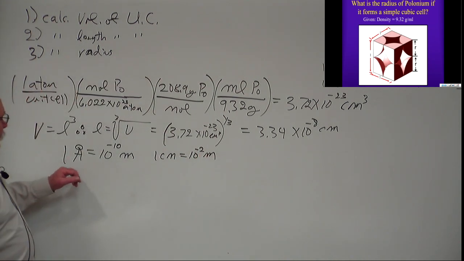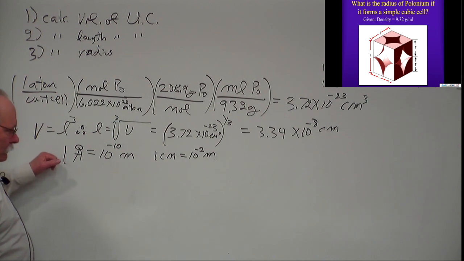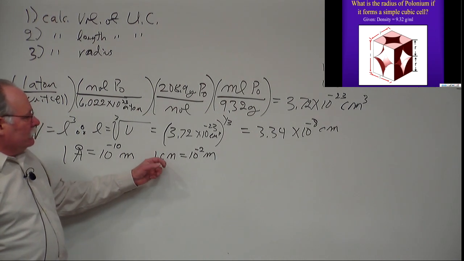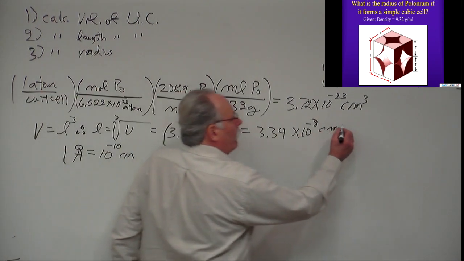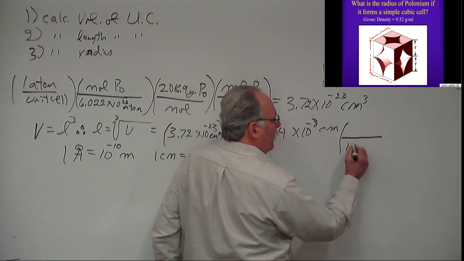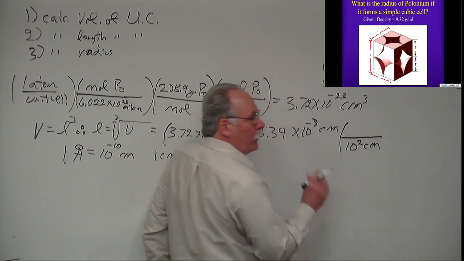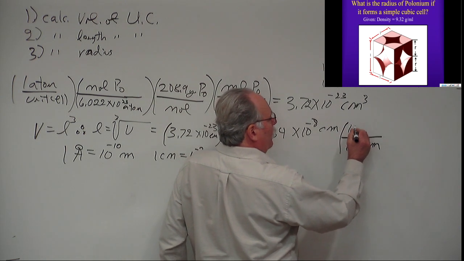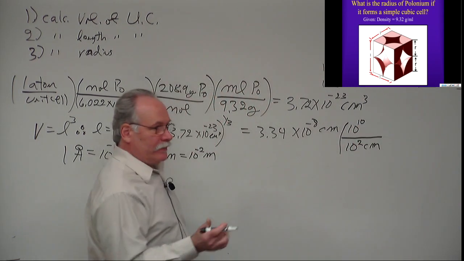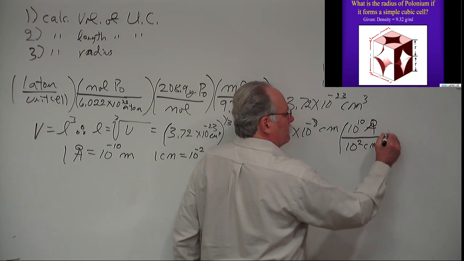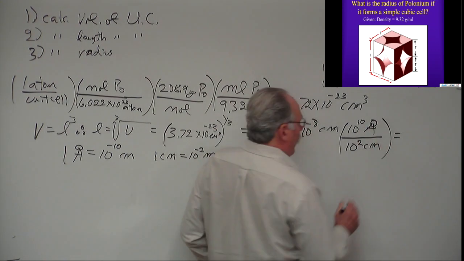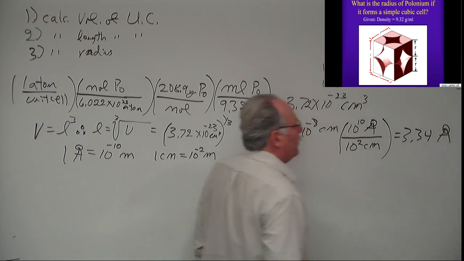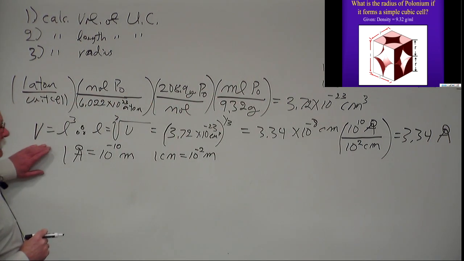Now, I could say a meter is 10 to the 10 angstroms, that is 10 to the 10 times 10 to the minus 10, or it's equal to 10 squared centimeters. So I'm going to convert this in one step and say that 100 centimeters, that's 100 times 100th, a centimeter is 100th, is equal to 10 to the 10 times 10 to the minus 10, which is angstrom. And this now gives me a value of 3.34 angstroms. So this is the length of the unit cell.